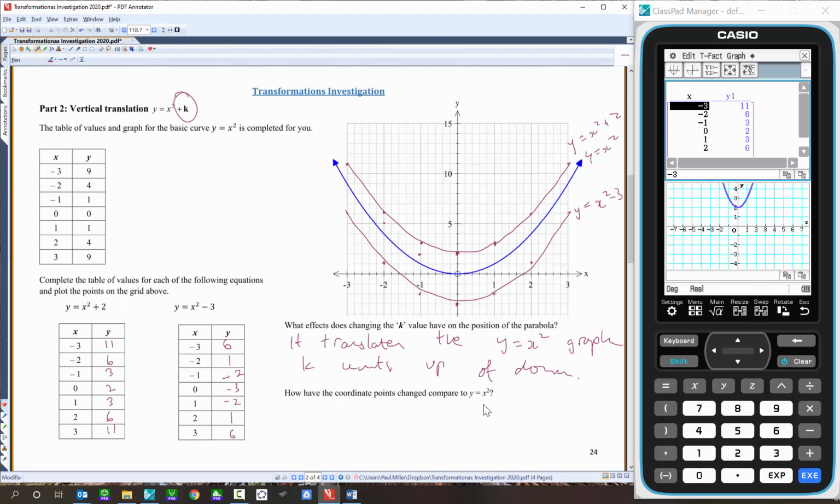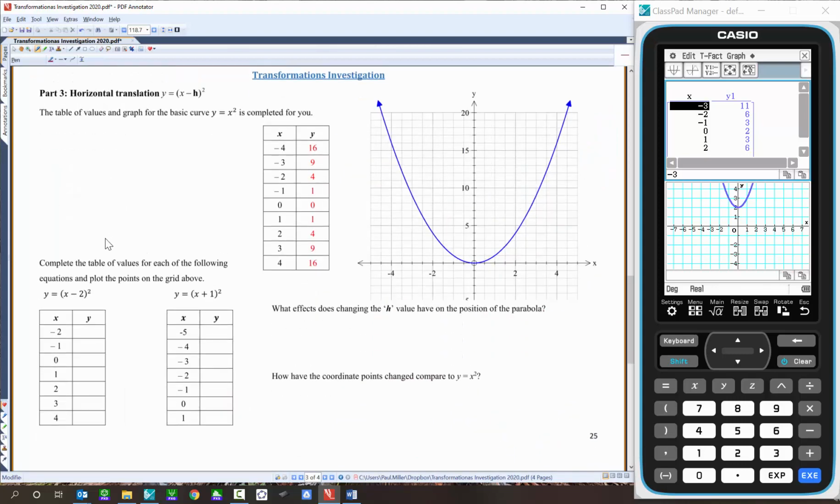How have the coordinate points changed compared to y equals x squared? Well, so x values same, y values go up or down by k. All right, k units up or k units down.